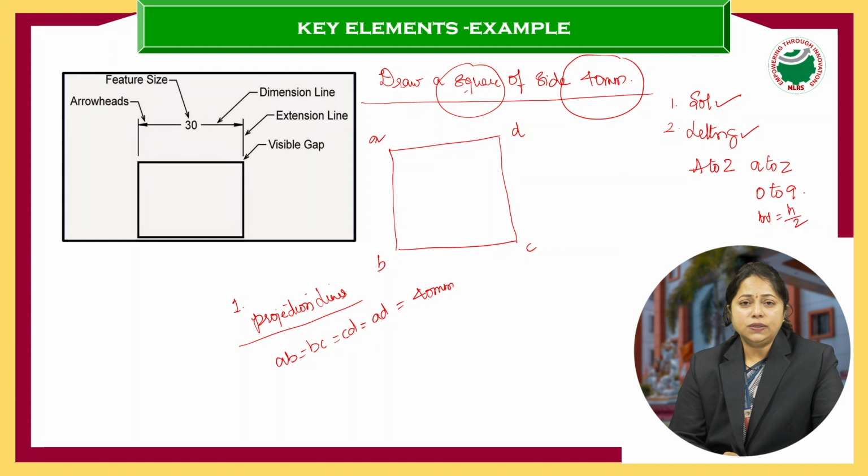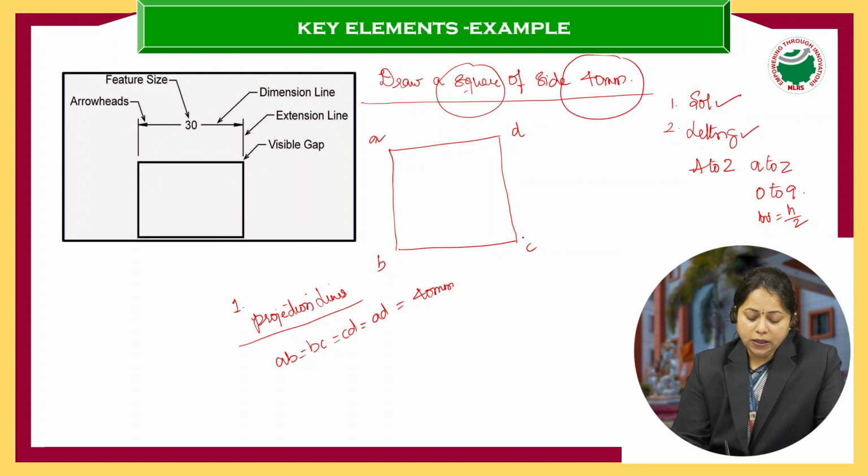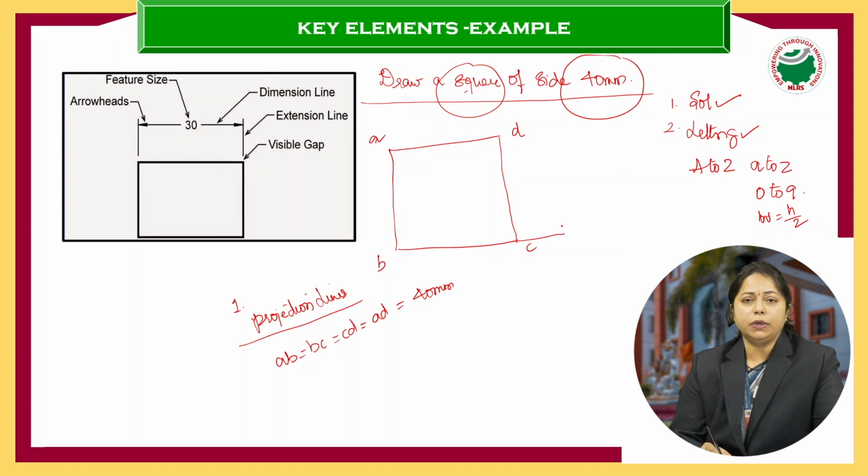Projection lines will indicate the end part of the dimensioning, meaning from C to D, it is 40 mm. So what is the end point here? One end of the line is C, so the other end of the line is D. So at C, draw a line which is absolutely perpendicular to CD.